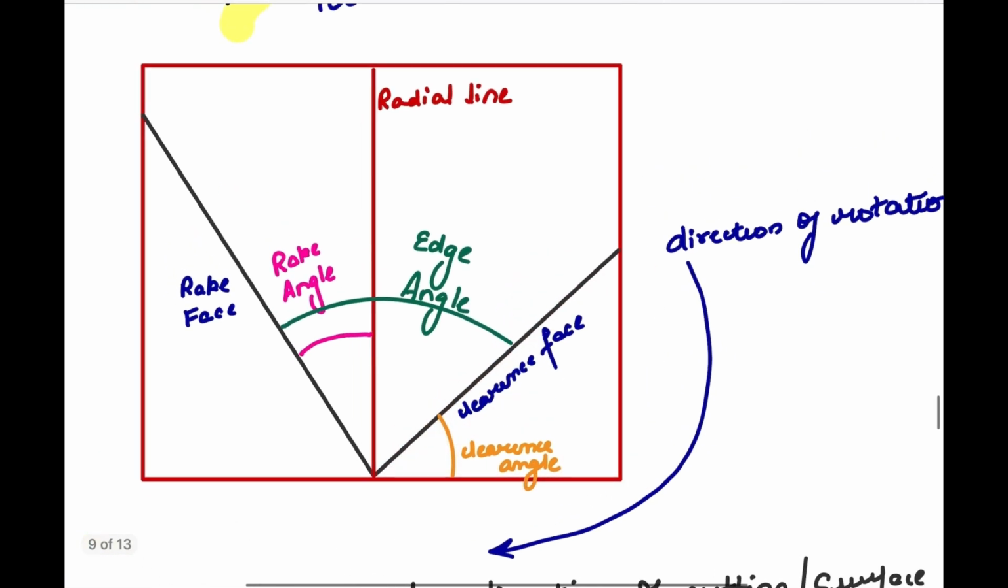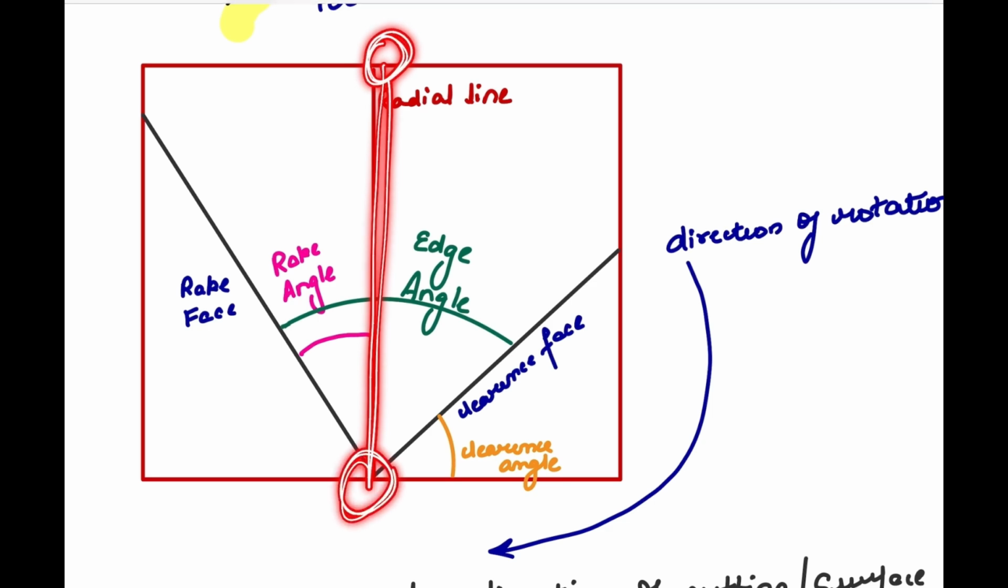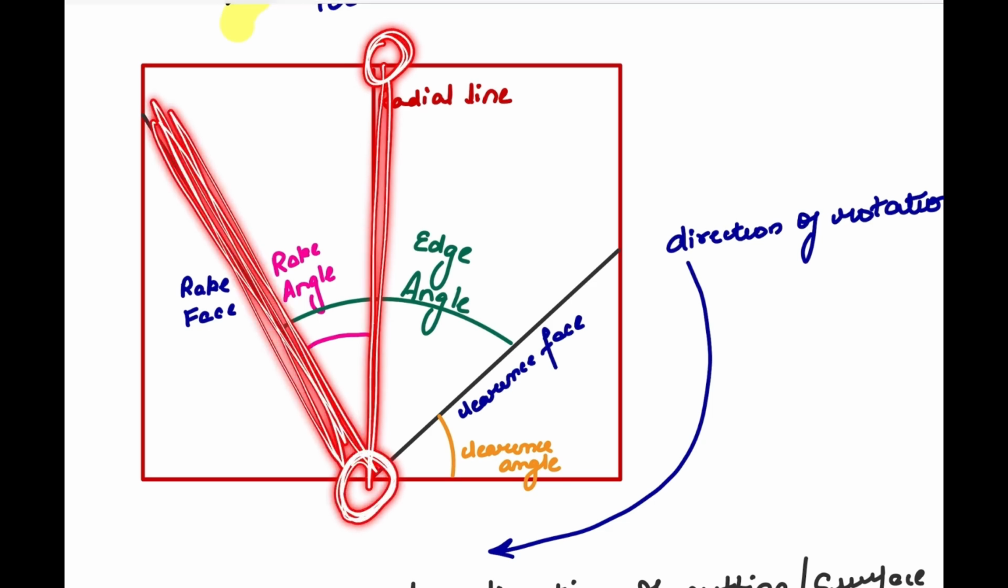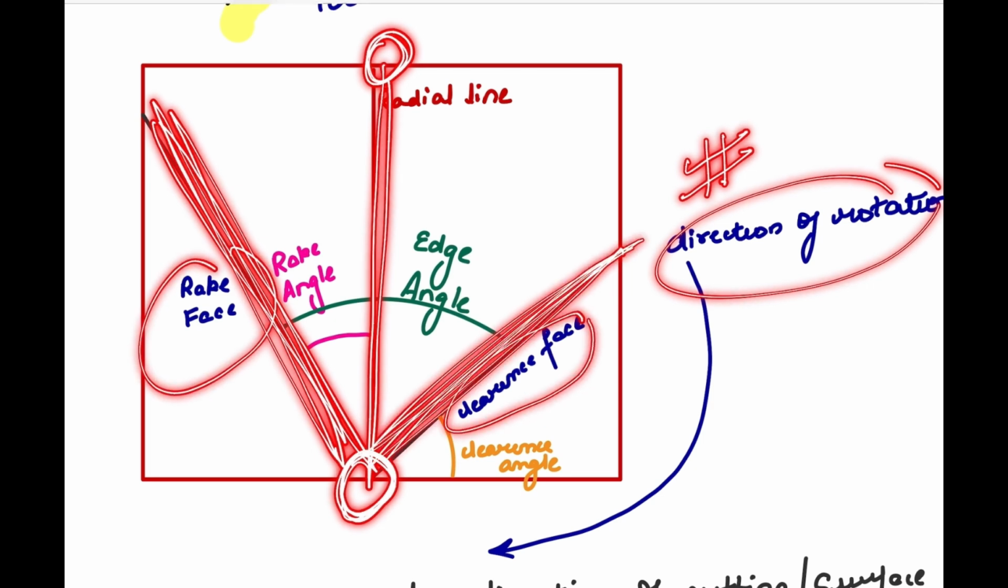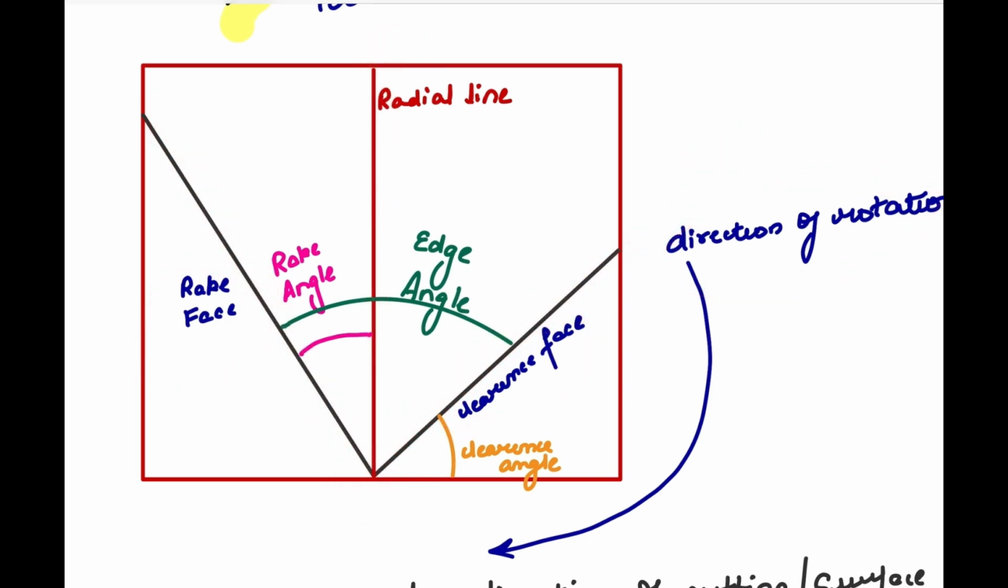So we are clear with this diagram that this is the radial line that is joining the center of the burr with the blade. This is the rake face that is present in the same direction as the direction of rotation of the burr, or the face which is present on the leading side. What is the clearance face? The face which is present on the trailing side, the one left behind, that is the clearance face. What is rake angle?